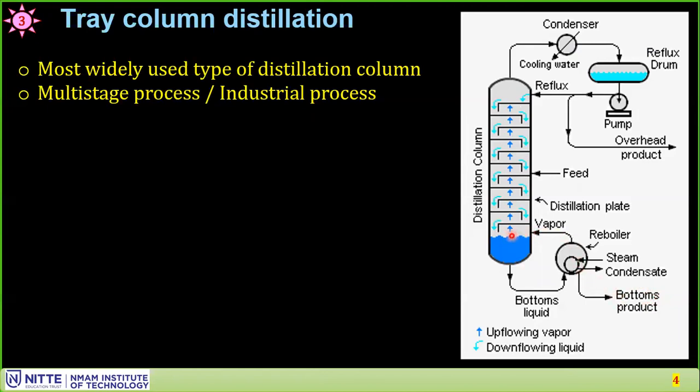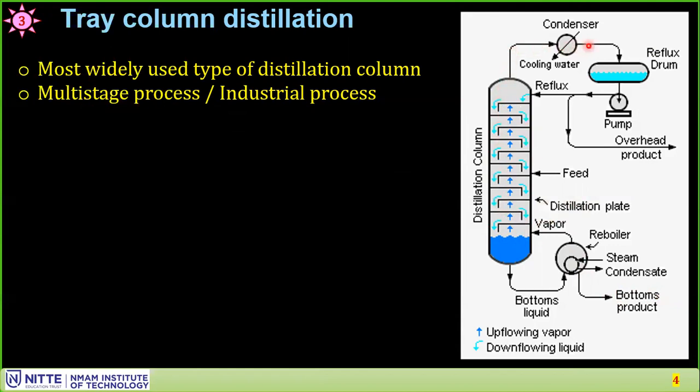The vapor is reissued into the tower. It flows through the distillation plates. How it works, we'll see later. Then it reaches the top. Through this particular path, it comes in contact with the liquid, and vapor and liquid come to equilibrium. Each plate is one equilibrium stage. That is why it is a multi-stage process. Multiple stages are present through the entire column.